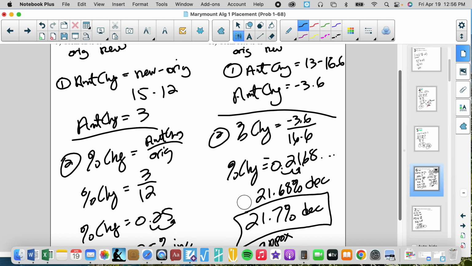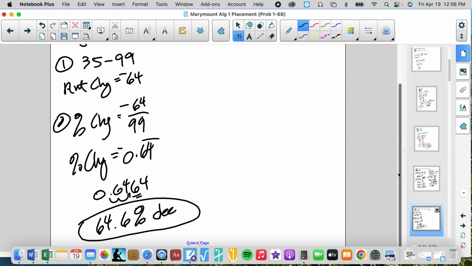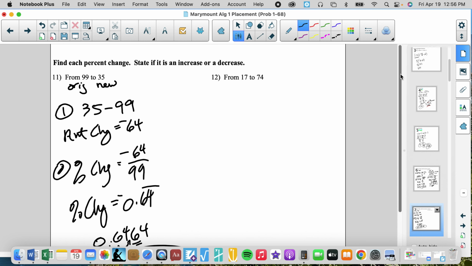It's decimal, and then we replace the negative with the word decreasing. So that's how we do it. Yes, you include the negative in its decimal form until we change it to a percent. You can't have negative percentages. This is our original. This is our new.